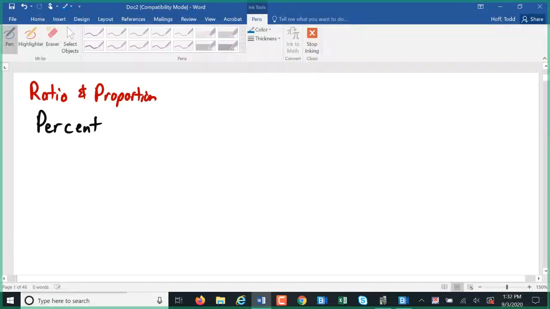To understand how percents work, it helps to understand what the word percent is. It's actually two words. Per, if you think of miles per gallon, miles per hour, dollars per hour, it means for each or out of. And cent, which means 100. So percent means out of 100.